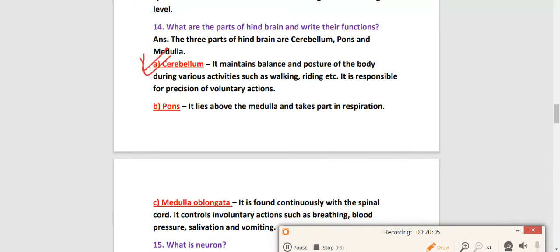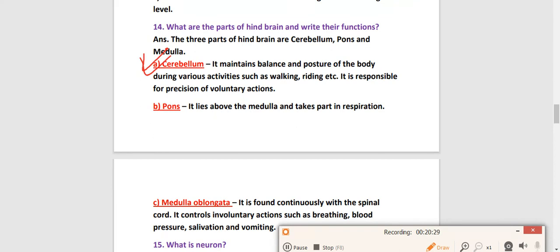First of all, we will read about the function of the cerebellum. It maintains balance and posture of the body during various activities such as walking, riding, etc. You know that hindbrain is related with the involuntary actions. Generally, hindbrain is responsible for the involuntary actions. But our balance and posture of the body is maintained because of the cerebellum.